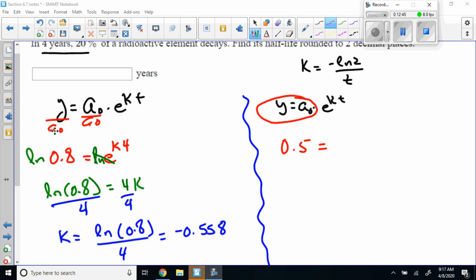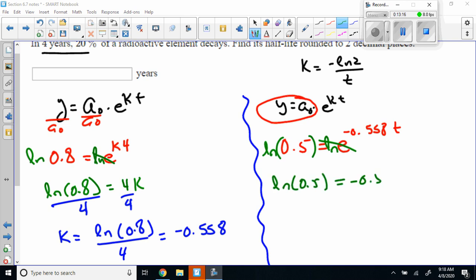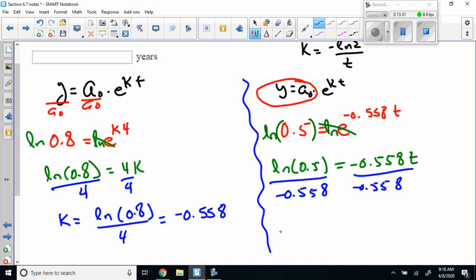That's the same thing as what we've done here. Half of it is remaining, so 50% is remaining, so 0.5 equals e to the negative 0.558 t, and of course we've done this before. We're going to take the natural log, right? And that cancels that, so we have natural log of 0.5 equals negative 0.558 t. Divide both sides now by negative 0.558. And then what we are left with is this: time is going to be the natural log of 0.5 over negative 0.558.